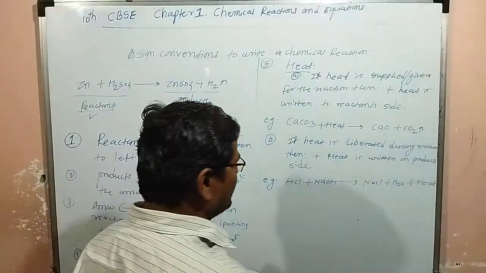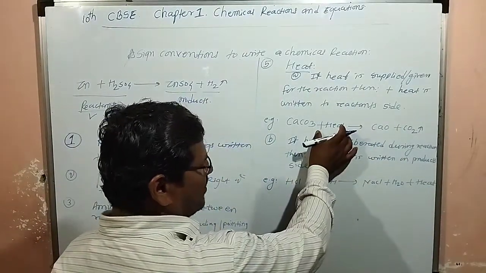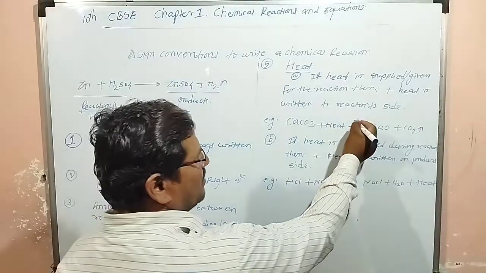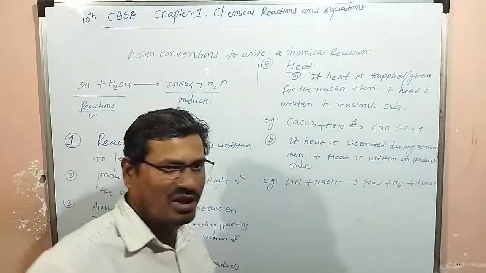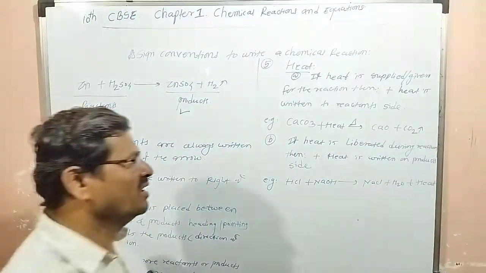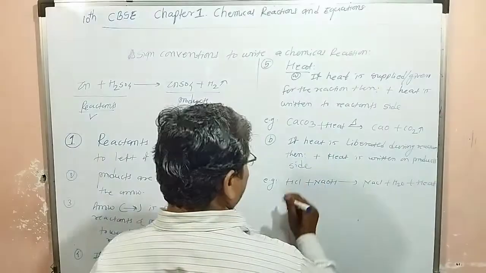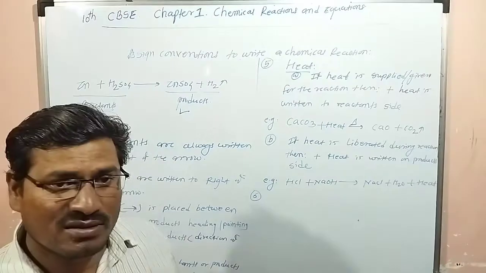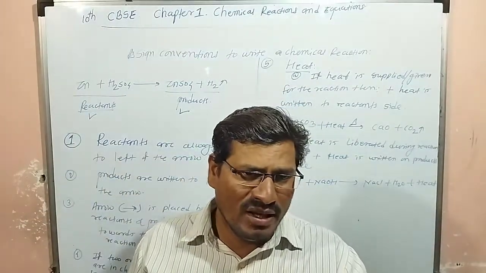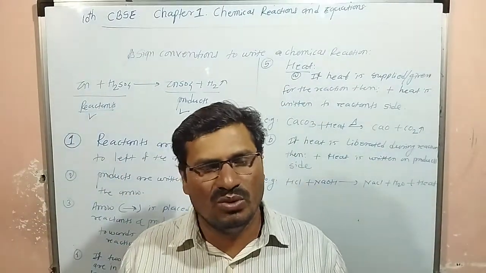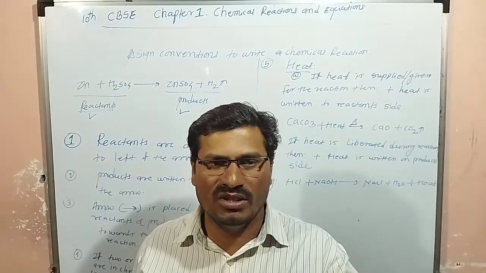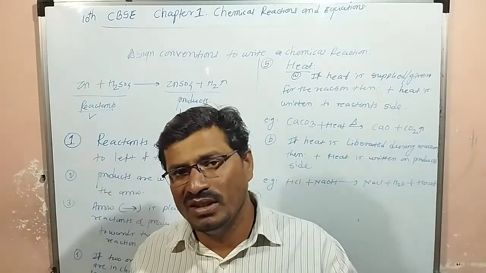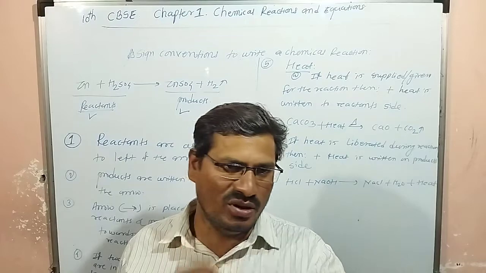One more thing: if heat is supplied, you can put a delta sign above the arrow also. Next, the sixth point: to make the reaction more informative, you have to mention the states of the reactants and products.